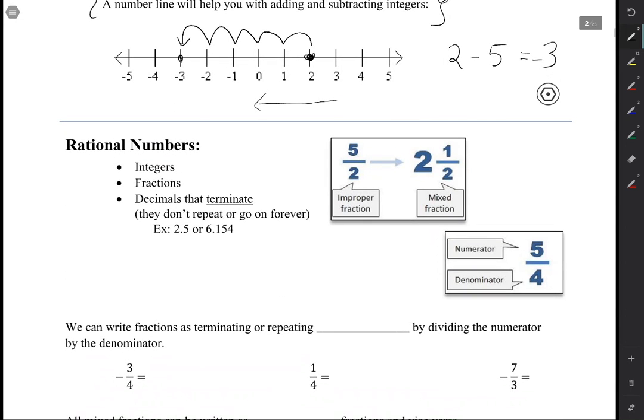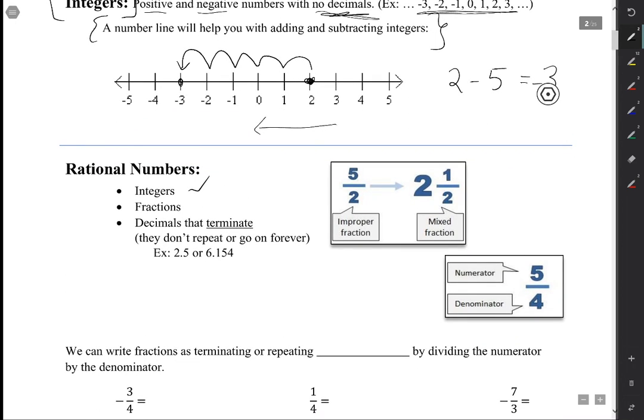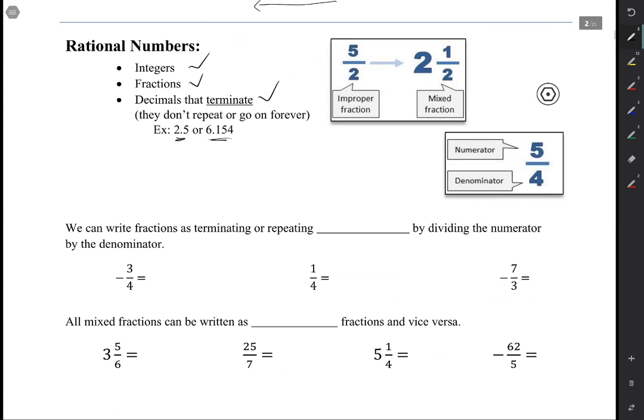But now let's look at what rational numbers are, because this is kind of a new word that we're dealing with here. Rational numbers include integers, so that's what we just looked at. They also include fractions, and they also include decimals that terminate. Remember this word terminate, we talked about that. The terminator, he ends people. Terminate means that the decimal ends somewhere. If you get fired from your job, you're terminated. Your job's over, it ends. So for instance, 2.5 or 6.154, those are both decimals that terminate. They don't go on forever. So all of those things are included in rational numbers.